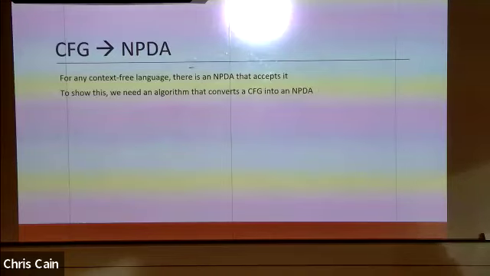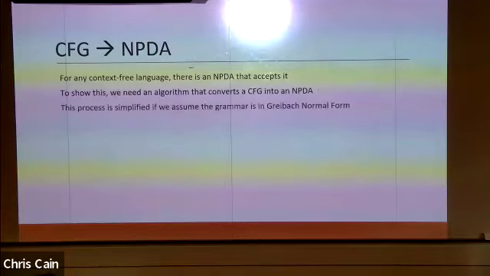What do we know going in? Given the context-free language, we know there is some NPDA that accepts it. But to be able to show this idea, we need to derive an algorithm that converts a grammar into an automata. It turns out that this process is significantly easier if we assume that the grammar is in Greibach normal form.